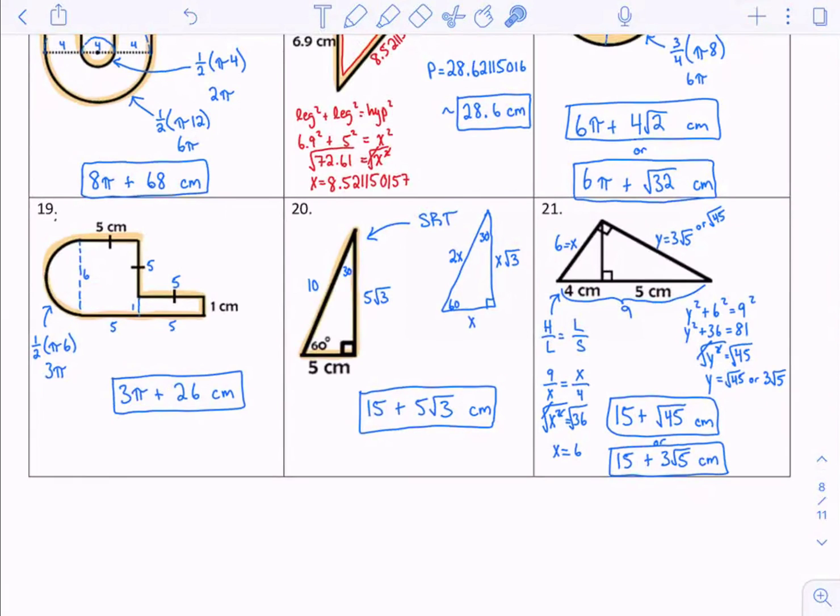So that's how you find circumference and perimeter. You really have to break down your shapes. You really have to think back to the rules and properties that we've learned about all these different kinds of shapes.